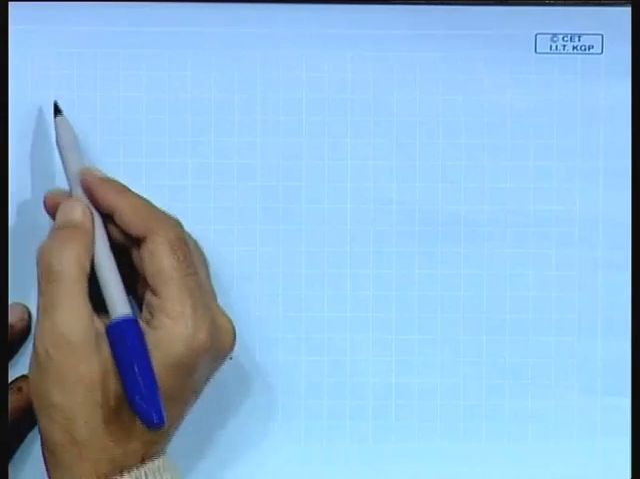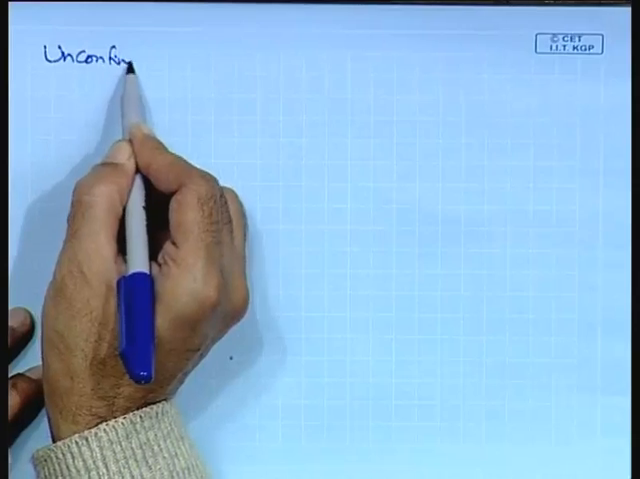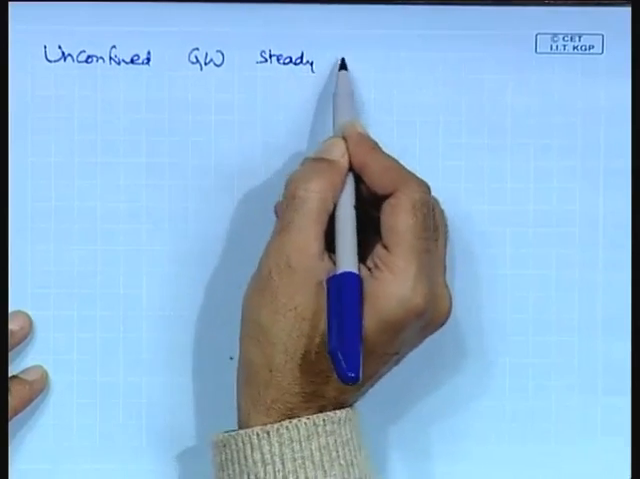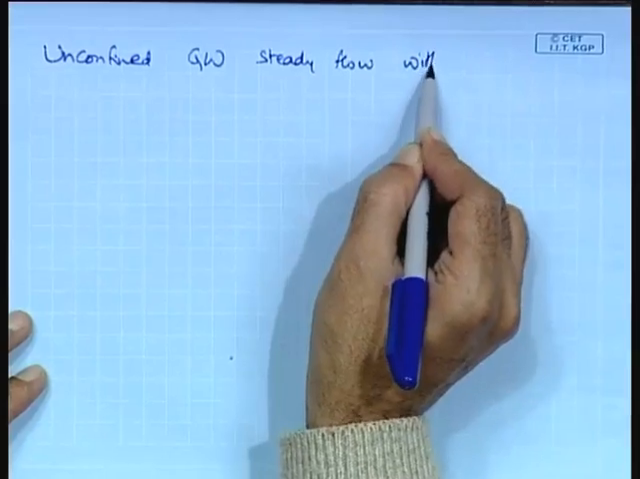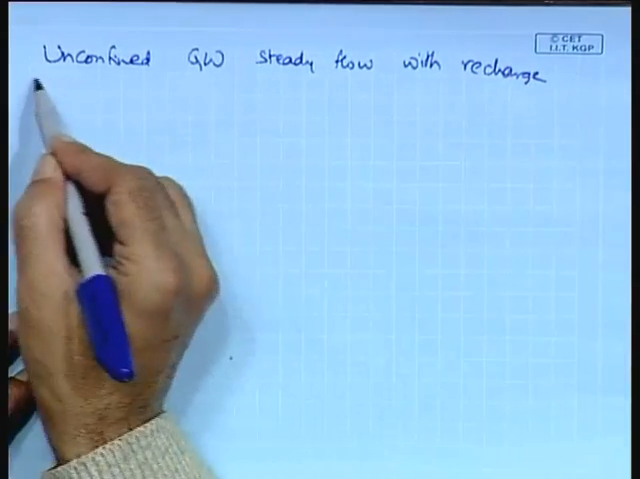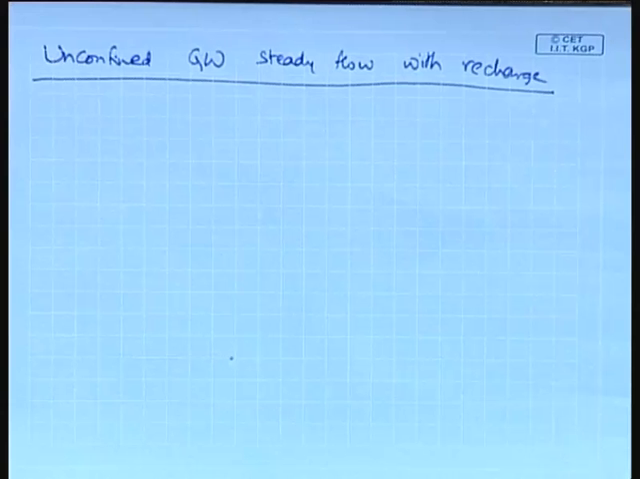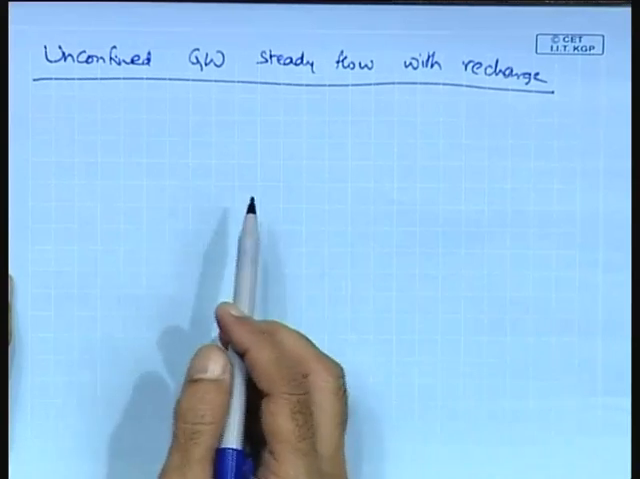So, now let us consider the unconfined groundwater steady flow with recharge. Suppose there is some recharge in the z direction, say due to rainfall or precipitation. So, the groundwater is getting recharged. So, in that case what will be the expression, let us see.